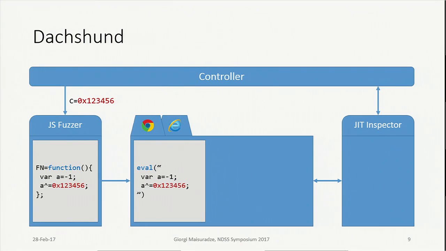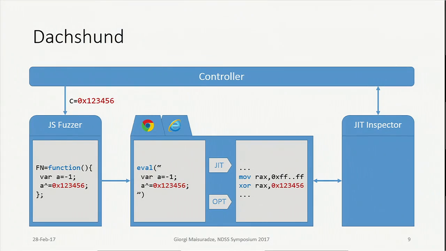And in our case, by compilation, we mean 2 levels of compilers. The first is the baseline compiler, which is supposed to work quickly and generate inefficient code. And then after this code has been executed multiple times, it will be recompiled again by the optimizing compiler to make it more efficient. And we target both of these compilers to check if any of them use non-blinded constants.